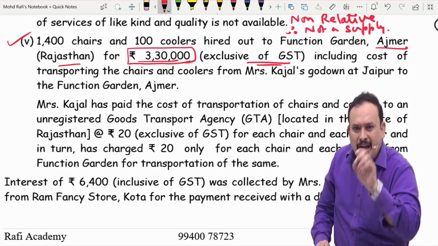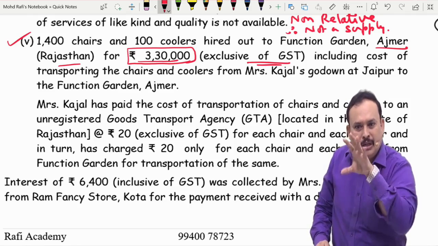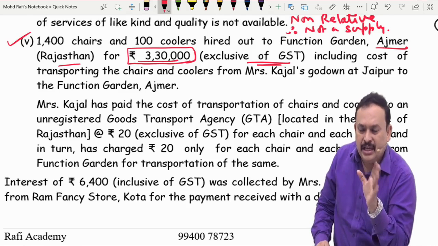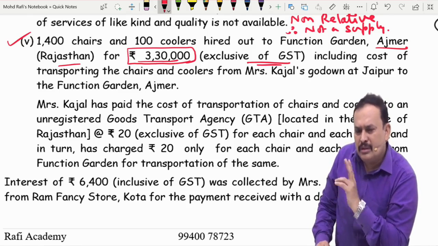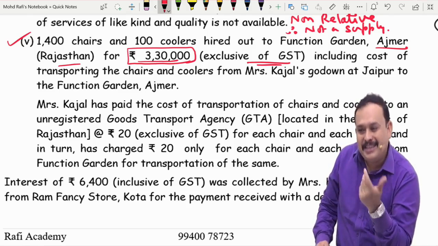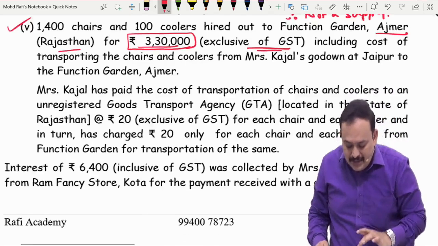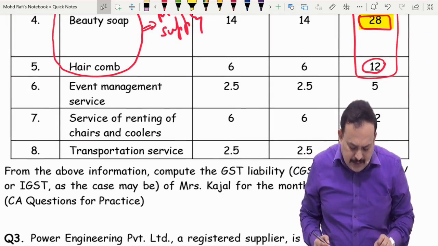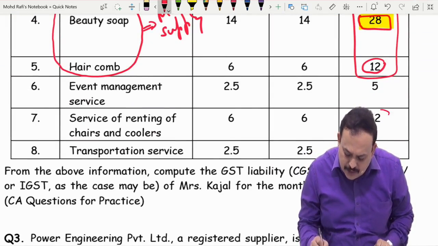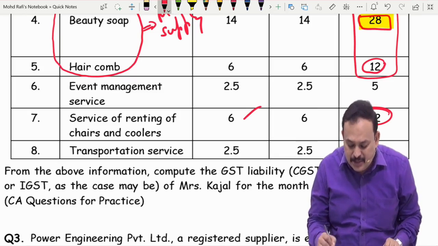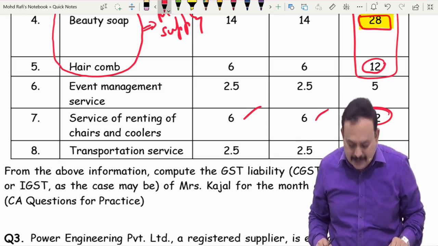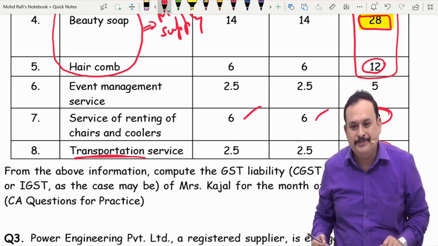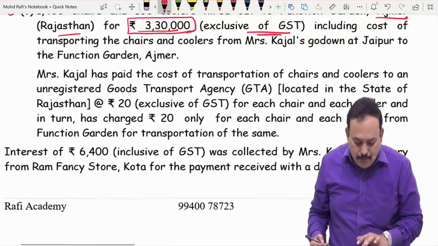There are two services here: hiring of the chairs and coolers, one service, and another one is GTA service. What is predominant? Hiring of chairs. That GST will attract. What is the GST mentioned here for hiring? See here, service of renting of chairs, how much? 12%. That means CGST is 6% and SGST 6%. That only applies. Is that clear? The transportation charge of 5% won't apply, because it is a composite supply.